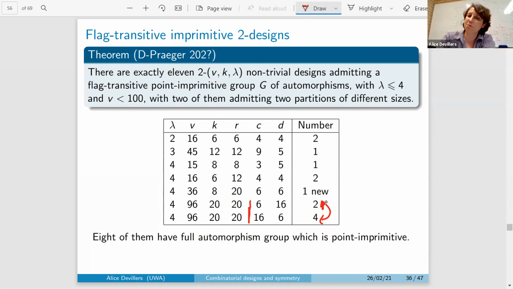For some of them, the full automorphism group is point imprimitive, and then for some of them, it's not. So I'm going to finish shortly. Here I wrote new. When we wrote the paper, we thought it was new, and then since then we found out it was mentioned very briefly in one other paper. We had asked experts, and nobody had seen this before, so it's not completely new, but we still proved some nice things. It's a very nice example, but I'm going to stop here because of time. Thank you.